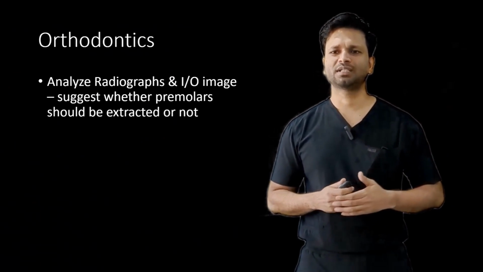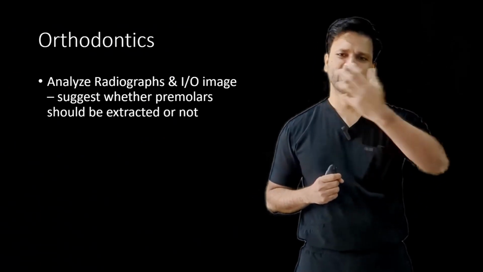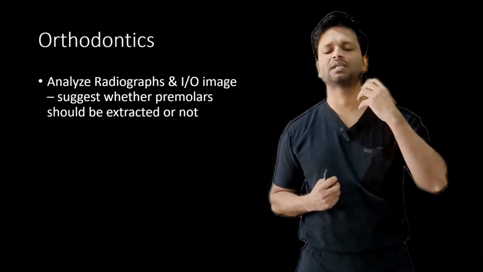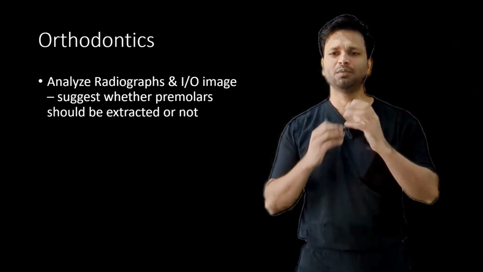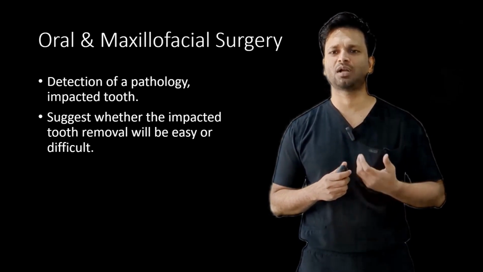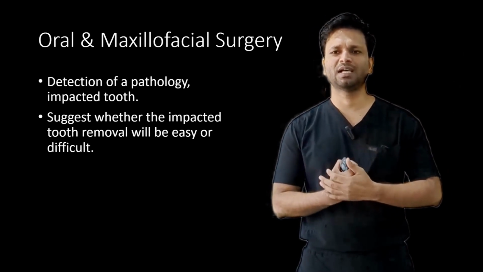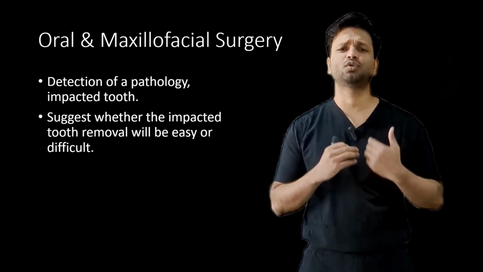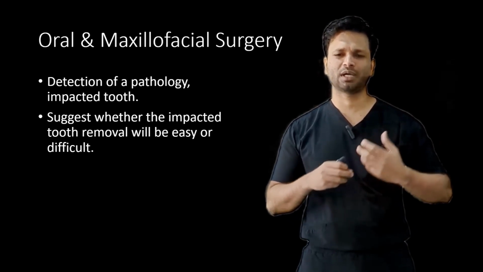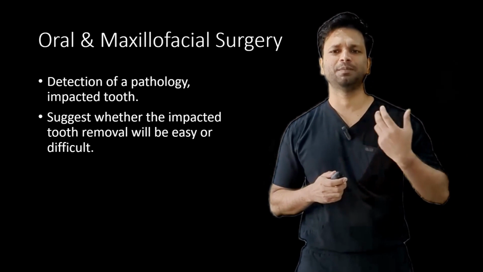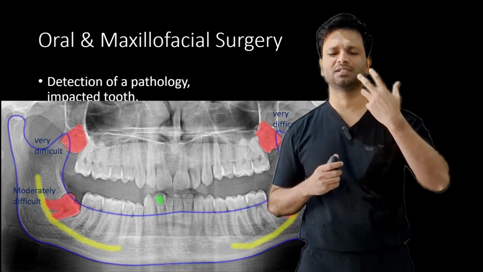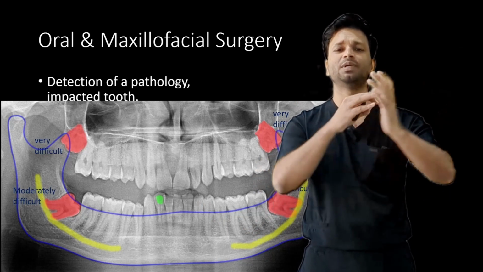So again, orthodontics analysis. If we have intraoral images and we feed the AI the intraoral images and the radiograph of the patient, it will be able to suggest whether the patient needs extraction of the premolar or not. Then if the patient has an impacted tooth or any pathology, the patient is referred to the oral and maxillofacial surgery department. So the AI will again be able to easily detect pathology and impacted teeth on a radiograph, and it can suggest whether the surgical removal of a tooth is going to be easy or not.